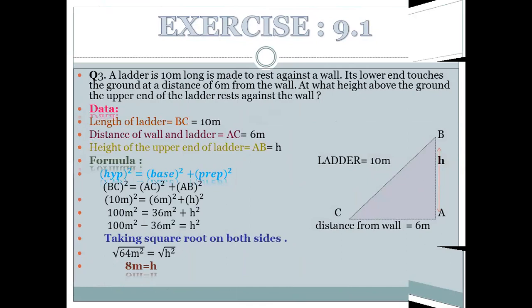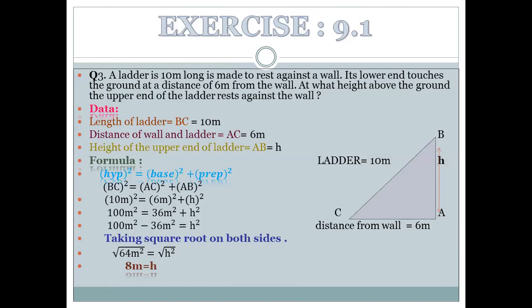A ladder 10 meter long is made to rest against a wall. You know what is the shape of the ladder when we put it against the wall? It is the shape of the hypotenuse. It means that in the question, which thing is given? Hypotenuse is given to us, 10 meter.